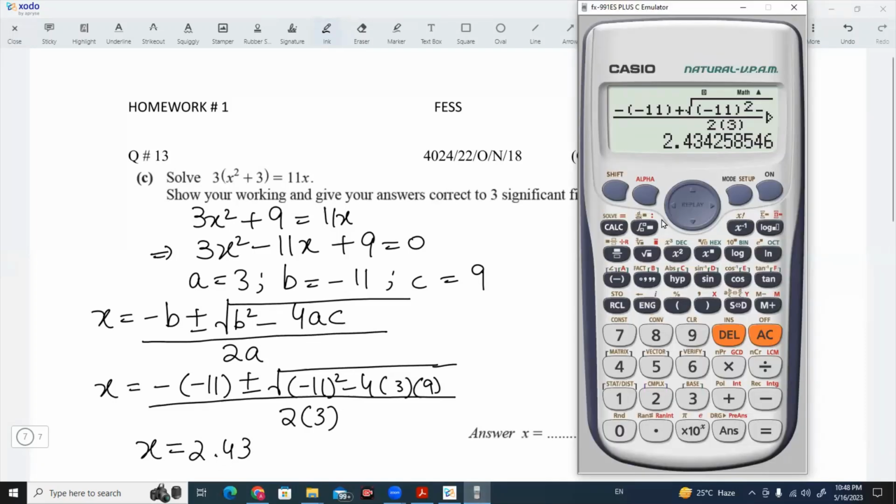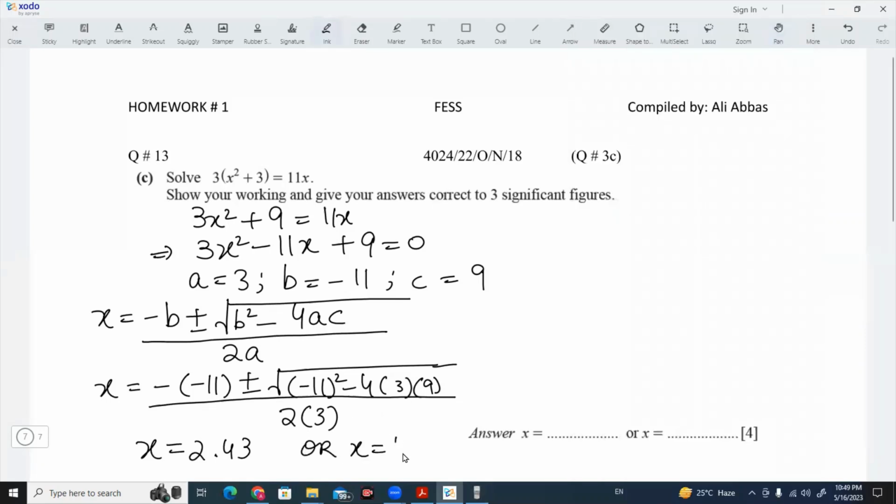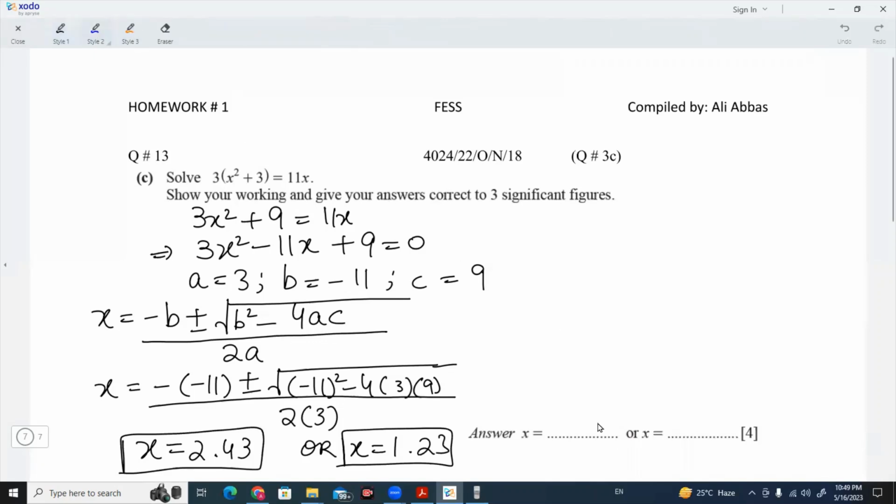This is the answer. If we change the sign before the square root sign, we will get the second answer. So bring the cursor before the square root sign, change the sign to negative, and press equals. It will be 1.23. 1.23 is the second answer. So write down your answers in the space given for the answers. 2.43 is the first and 1.23 is the second one.